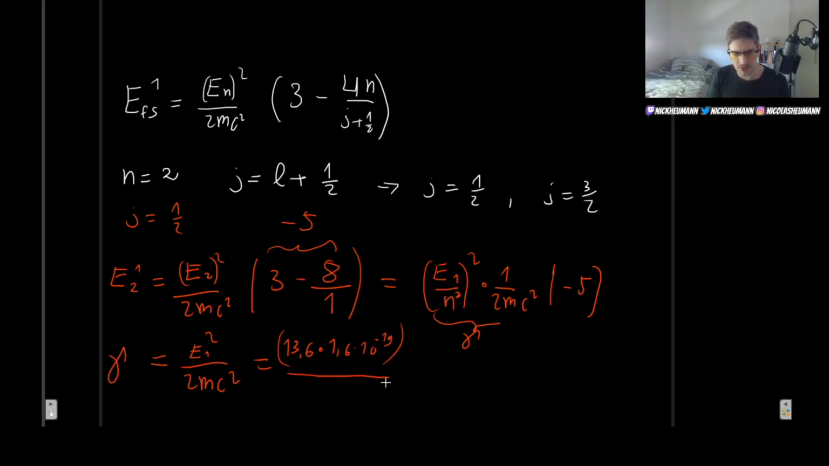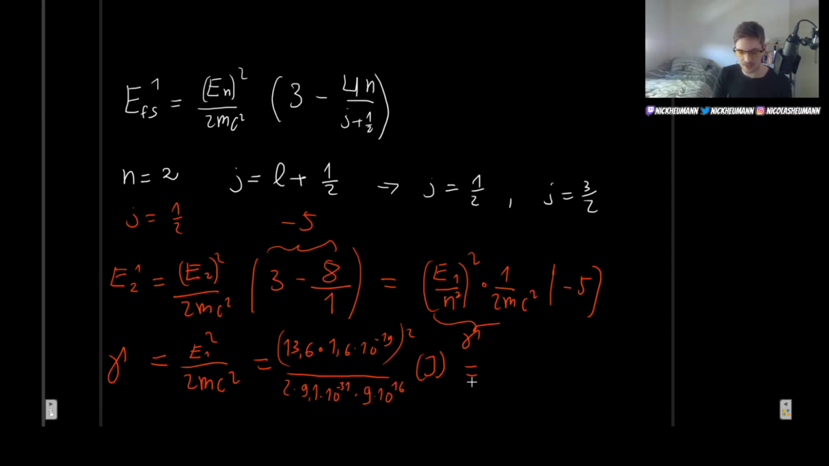It doesn't really matter. Since this is the rest energy of the electron, maybe that would have been easier, but I already went this route, so whatever. So this is divided by 2 times 9.1 times 10 to the minus 31 times 9 times 10 to the 16th power. And this is, of course, well, it's not in eV yet. It's actually still in joules. We haven't converted yet, so for now it's still in joules.